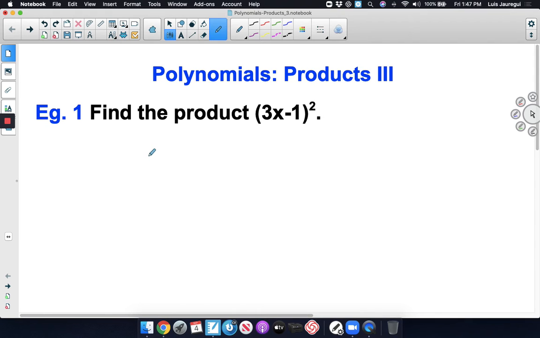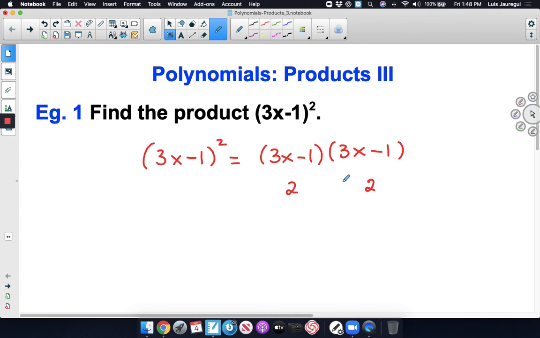Let's recall what (3x - 1)² means. If you recall, based on the properties of exponents, we can say that the quantity (3x - 1)² is simply the product of 3x - 1 and 3x - 1. Now, notice that in this case, we're dealing with the product of two binomials, because we have a polynomial with two terms here and a polynomial with two terms here as well. These two terms and these two terms are being multiplied to come up with the final product.